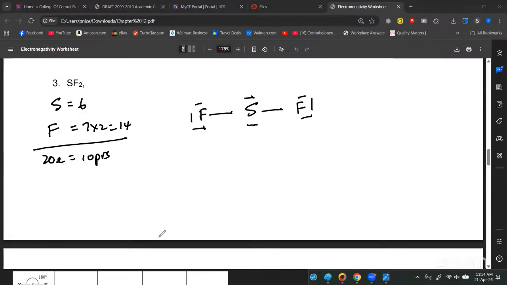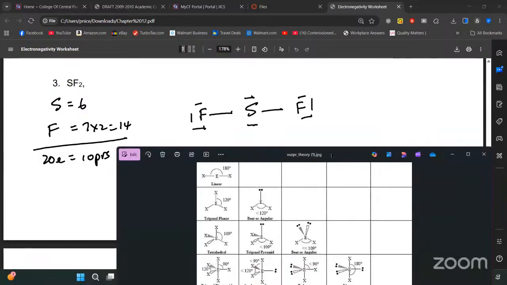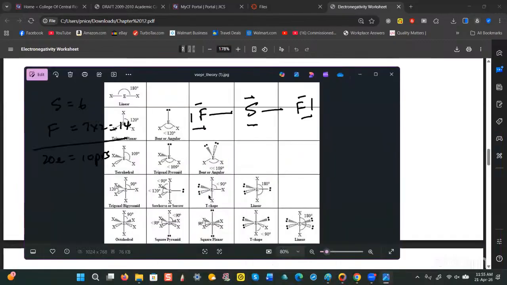All right, okay. So based on this, what will be the shape of the molecule? So now you have to refer to the chart. Okay, so this is the chart right here. So which one of these would fit the arrangement? Now remember, the arrangement here is that you have a central atom bonded to 2 other atoms, and you have 2 lone pairs, right? So which one of these structures here would fit this arrangement? No, because linear has 2 bonds but no lone pairs. This has 2 bonds for the central atom and 2 lone pairs.